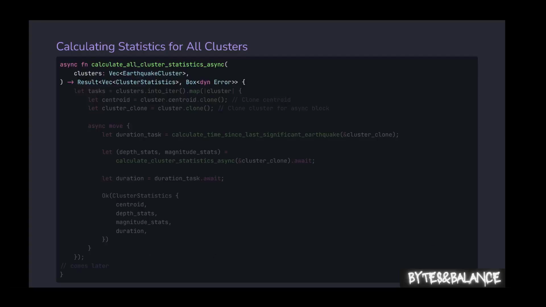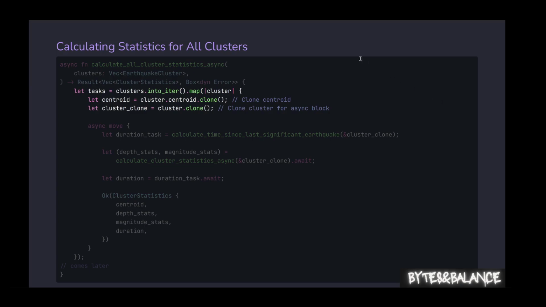To calculate all cluster statistics, async takes a vector of earthquake cluster objects as input and returns a vector of cluster statistics objects containing the calculated statistics for each cluster. Here's how we do it. So first we create the tasks like this.